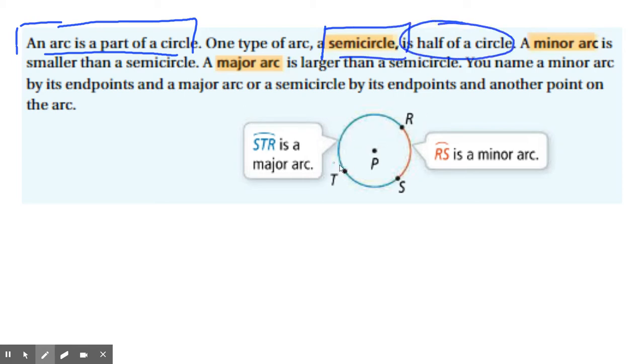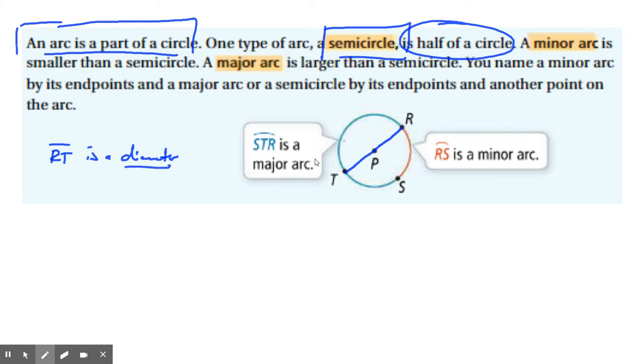The first type is a semicircle, or half the circle. Now, typically you need a diameter, so I'm going to fudge this a little bit. I am going to connect R, P, and T together to pretend like they're a diameter. So in this picture, I'm telling you that segment RT is a diameter, which means that there are two semicircles.